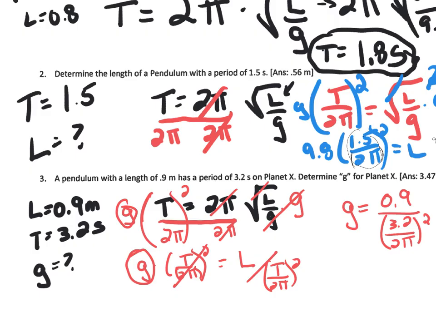So I'm going to take 3.2, divide it by parentheses 2 pi, 0.509, but I'm going to square it. So the entire denominator is 0.259. I think we actually got that for part of our answer up above. And now we have to take 0.9 and divide it by that answer, 0.259, and you get a G on this unknown planet of 3.47 meters per second squared.